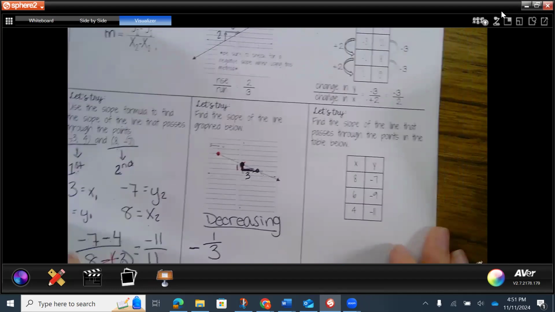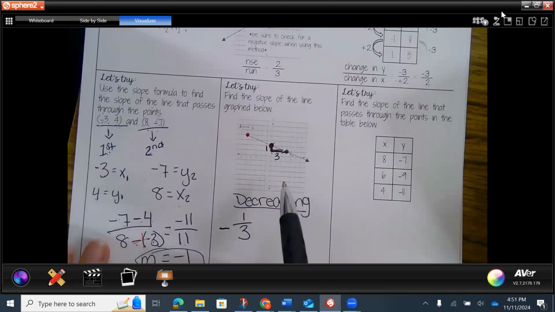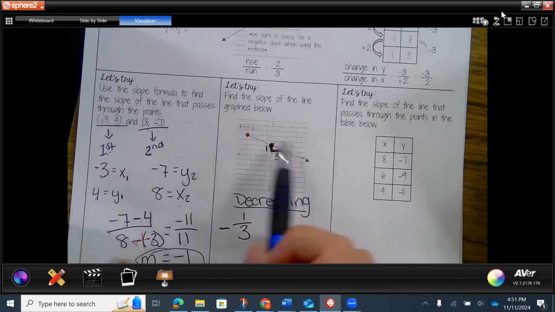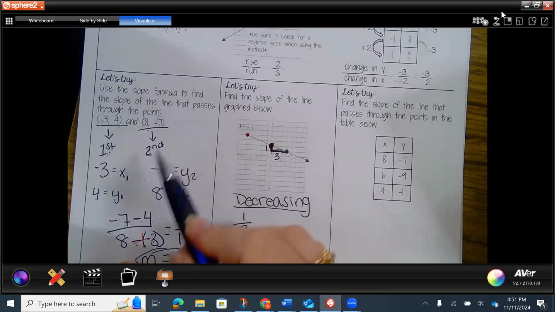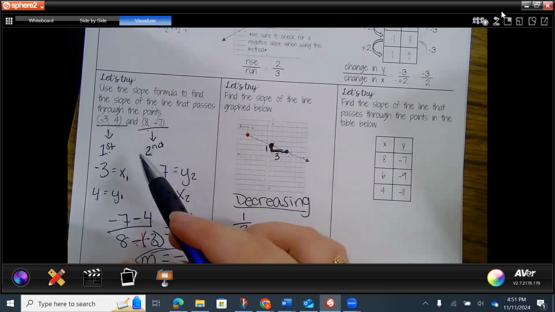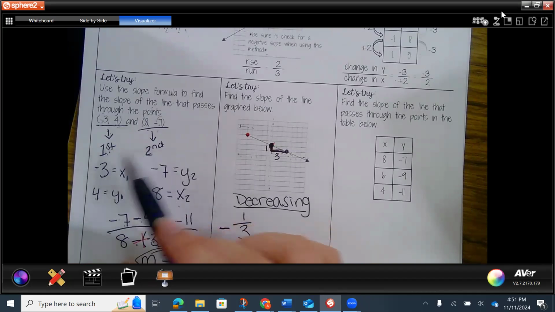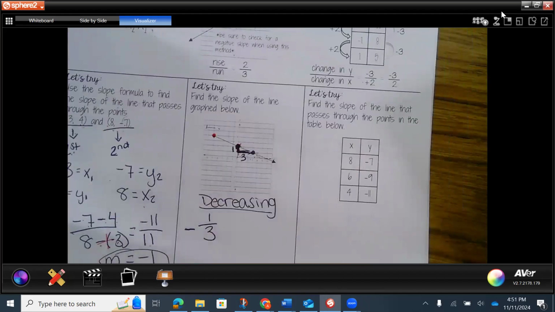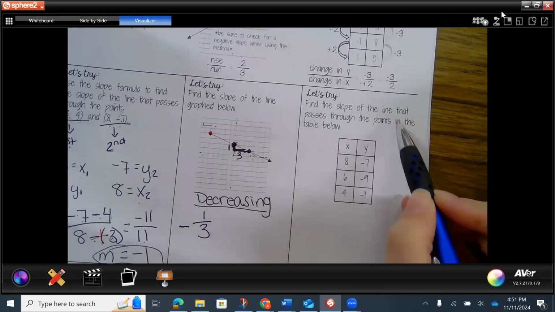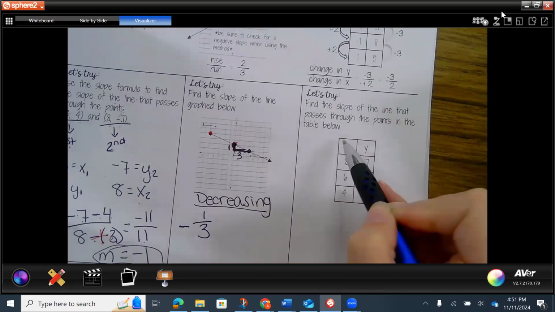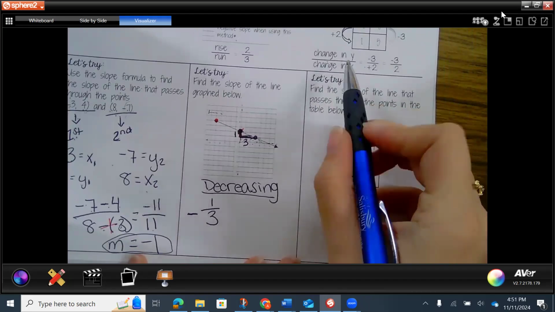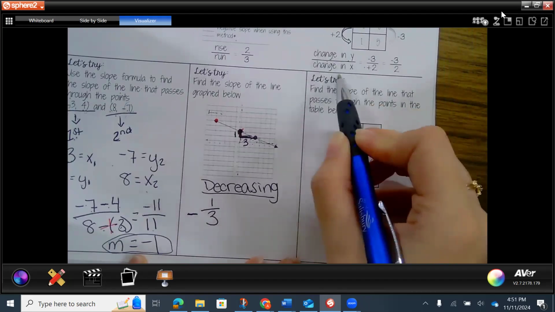Okay. So I do have some friends who are struggling finding the slope using the slope triangle. So if you can find 2 pretty points, you can always use this formula with the 2 points that you find instead of drawing the slope triangle. Just a heads up. Okay, find the slope of the line that passes through the points in the table below. So remember this one is the change in y divided by the change in x.